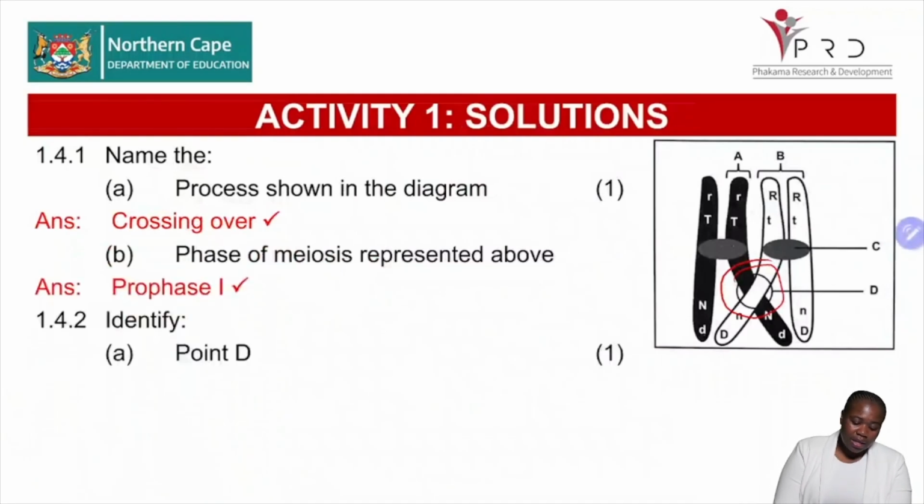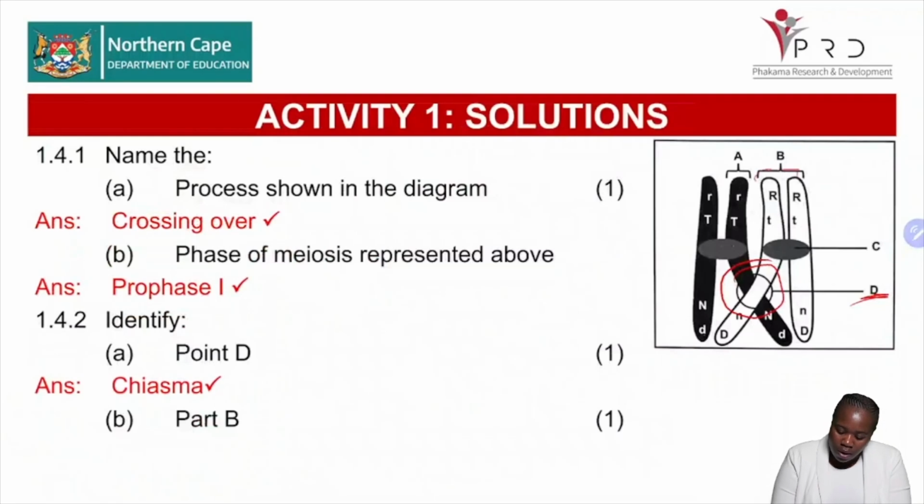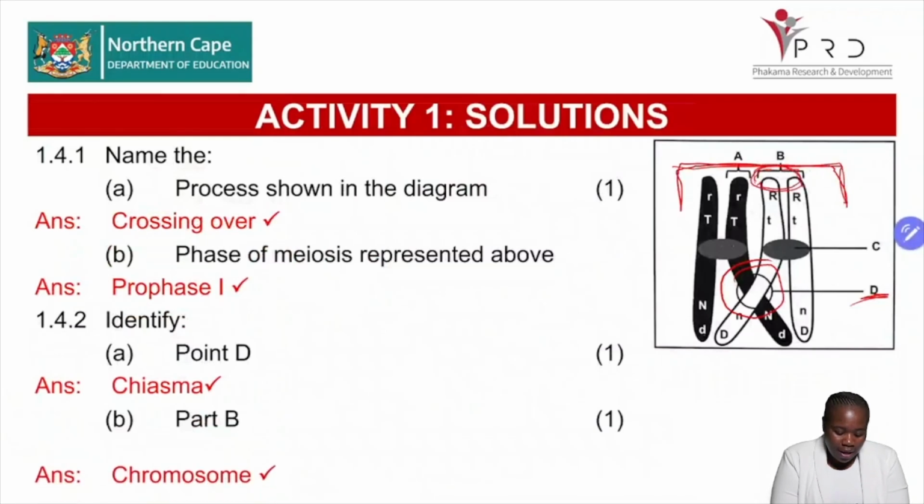Okay, and then 1.4.2, identify point D, that is chiasma. Okay, and then we have B, identify part B. Part B is a chromosome. Remember, if it was both of them, it would be a homologous chromosome. But if it's just one chromosome, then we just refer to it as a chromosome.